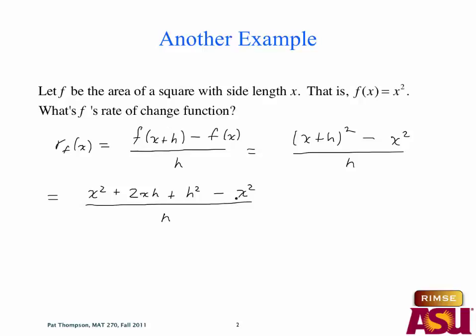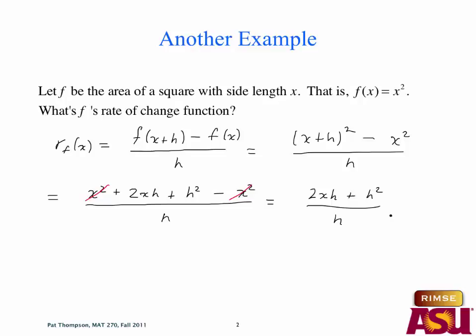FOIL. What happens? X squares go away. X squared minus x squared, leaving 2xh plus h squared. If we want to get a closed form, the goal is we've got to get this h out of the denominator because we want to make h essentially 0, super, super small. The problem is we can't, because we can't divide by essentially 0.